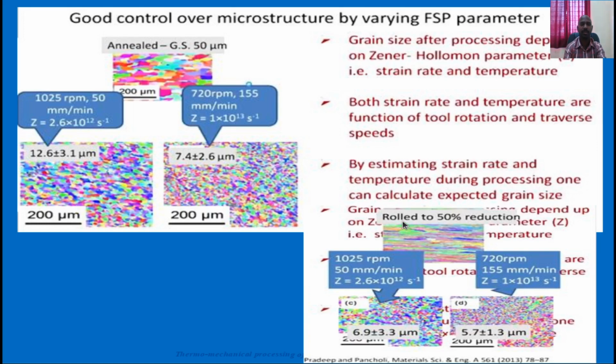And for example, this particular annealed sample is rolled to 50%. After 50% reduction, using the same parameters, it is observed that the grain size is refined. So ultimately the Zener-Hollomon parameter decides what rotation speed and what strain rate you select, so you can achieve a finer grain size structure.